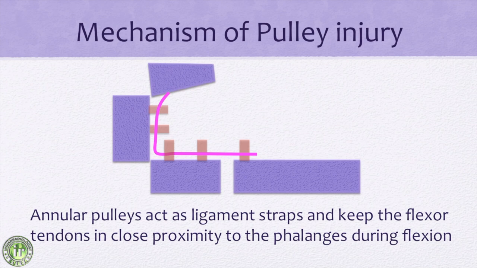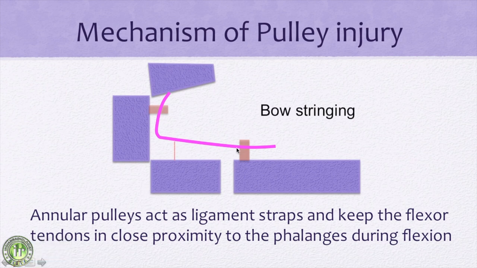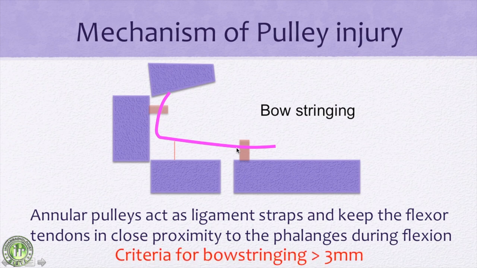Before we discuss the mechanism, let's look at the job of the pulley. So the job of the pulley is to keep the tendon in opposition with the bone when the finger goes into flexion. So whenever there is one pulley injury, the tendon would still remain close to the bone because the other pulleys are intact. But when multiple pulleys are injured, what happens is bowstringing, where the gap between the tendon and the underlying bone increases. And this is called bowstringing, and you can label it bowstringing when the gap becomes more than 3 millimeters.